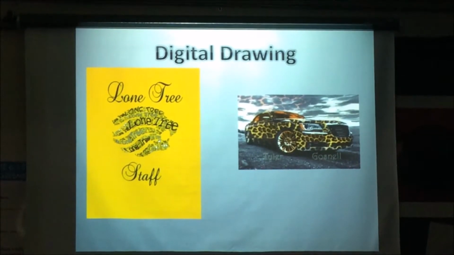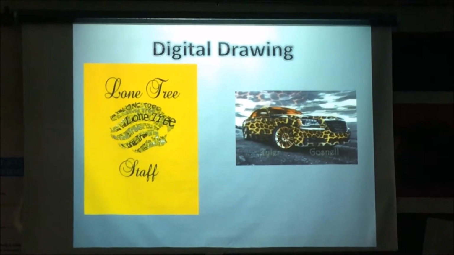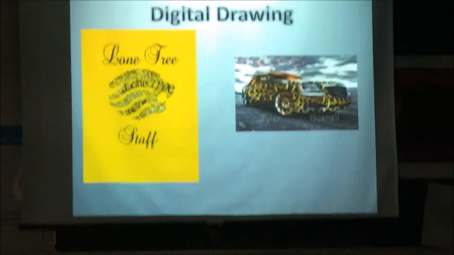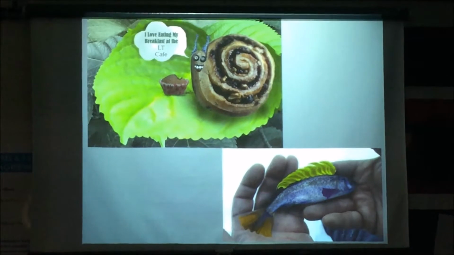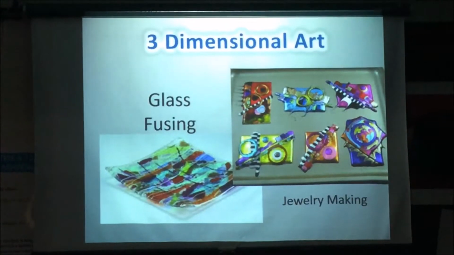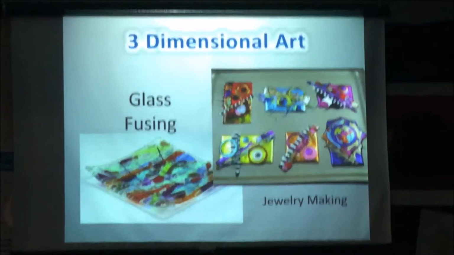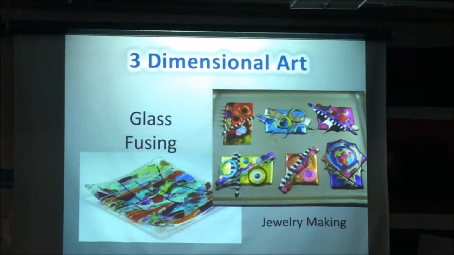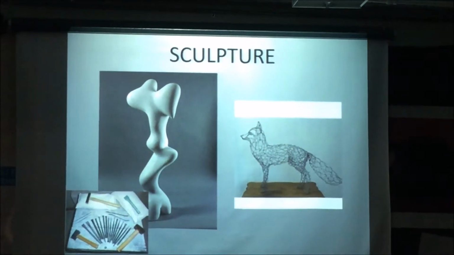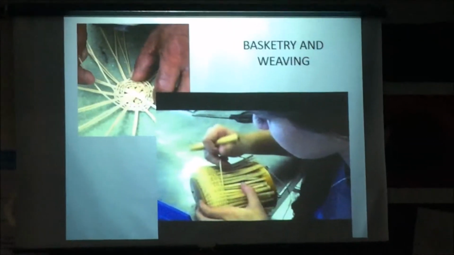Digital drawing, okay, that is a Kirkwood class, so you get college credit for it. You learn all about Photoshop. You get to manipulate pictures, it's pretty fun. Okay, 3D art is where we do three-dimensional things, and you get to do your sculpture, glass fusing, jewelry making, sculpture, basketry and weaving, and that's it.